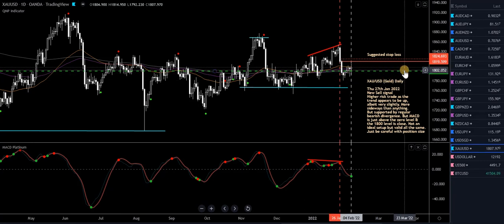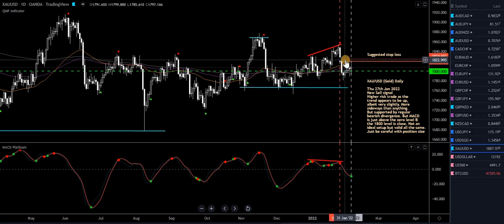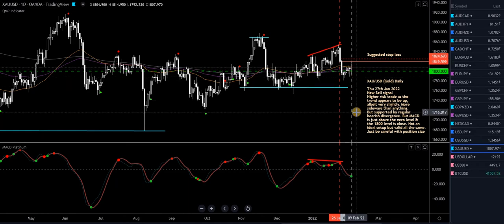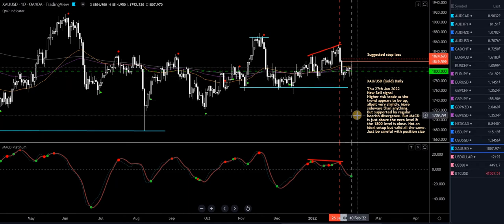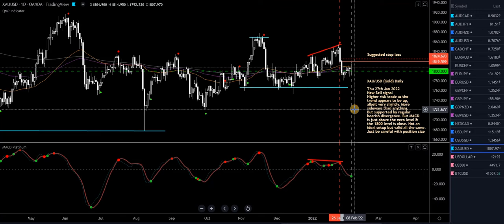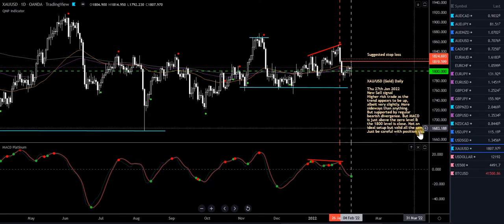I made a note. It's sticking around this 1800 level. It's been a bit of a sticking point, 1800. You can see it sort of respected it a fair bit, and we're stuck here again. So we get in this area here, I'm closing out half and dragging the stop right nice and tight. Now, if it pops up, then we really haven't lost much at all. Well, we probably have an overall small profit. So that's gold and the sell.